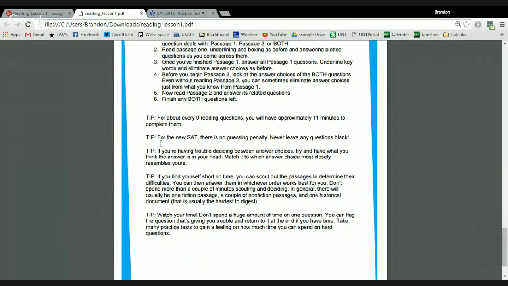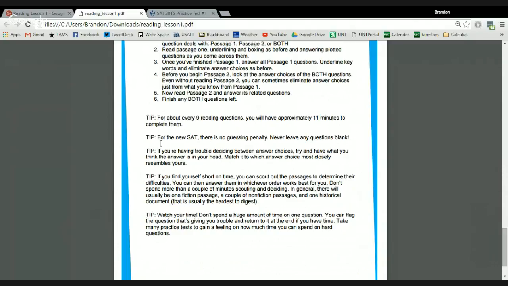If you're having trouble deciding between answer choices, try to have what you think the answer is in your head and match it with the answer choice that most clearly resembles yours. If you find yourself short on time, you can scout the passages and determine which one is the easiest to do, so you don't have to spend more time on the harder passages. In general, the history passage is the toughest, so you might have to leave that one for last.